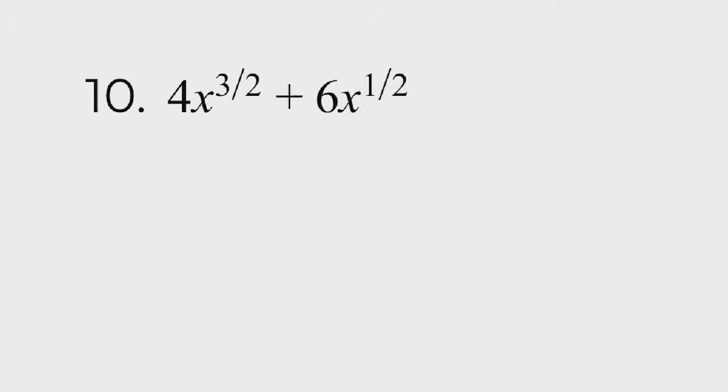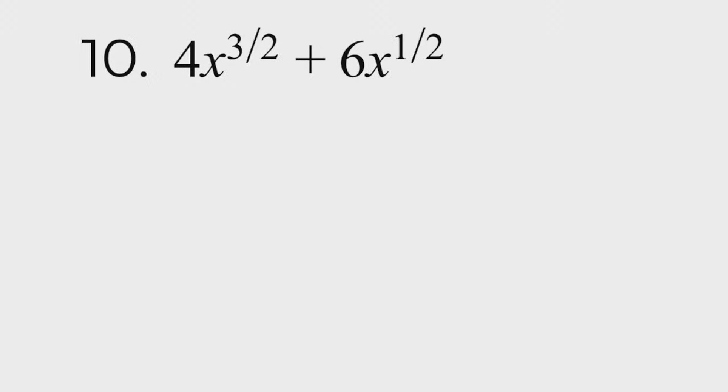For number 10, again, we're first going to look at the numbers. We have the coefficients, 4 and 6, so we can take out a 2. And now looking at the exponents, the smaller one is 1/2. So now we're factoring out 2x to the 1/2 from each.